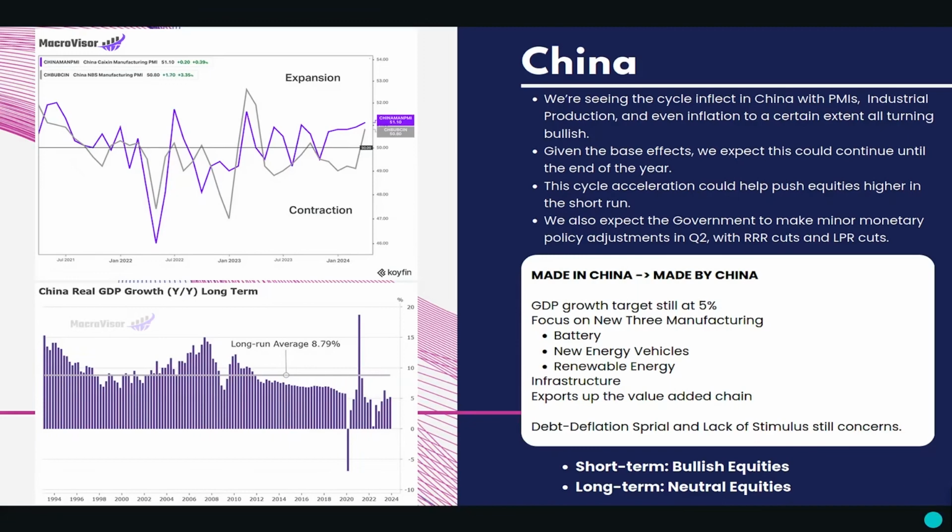In the long term, however, we want to remain cautious because they are still in this debt deflation spiral and the government is not doing enough, right? So they are willing to accept lower growth rates, much lower. So they're targeting 5% versus their long-run average of 8.7%, which will definitely put pressure on equities in the long run. And consumption has not picked up the way it should. So in the long run, our opinion is we don't invest there just yet. But for the short term, it could be a good trade.